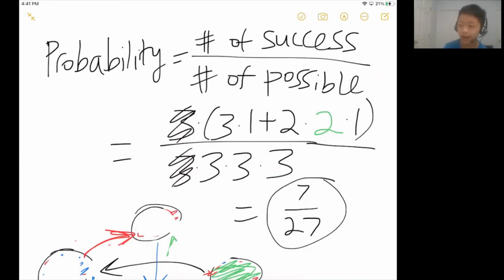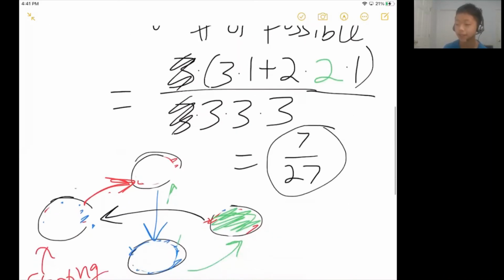So in this case, 3 times 3 times 3 times 3 was clearly the number of possible ways. And then to find the number of successes, we split it into 2 cases, and we carefully simulated the process and used logic skills. And yeah, we got the answer that way.